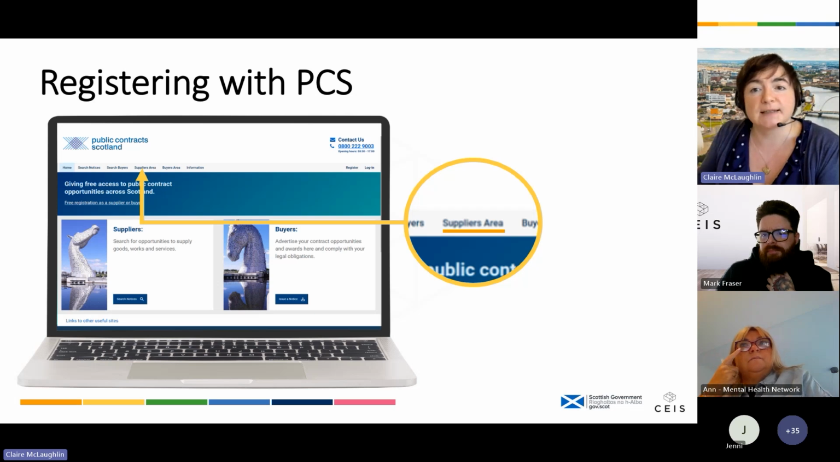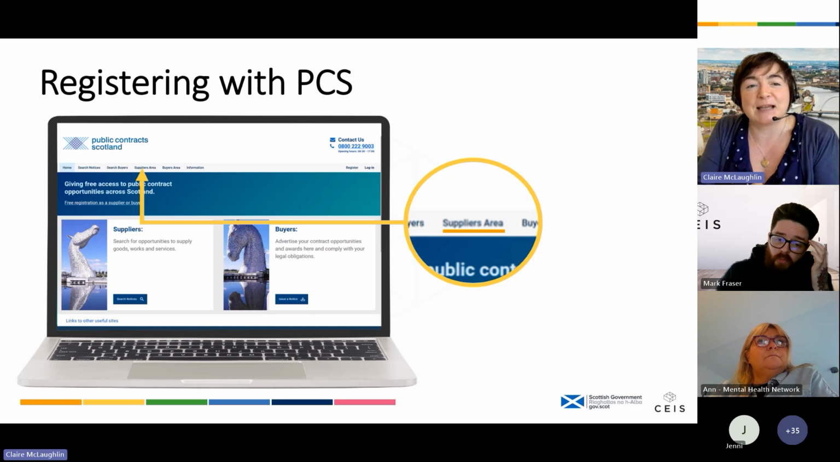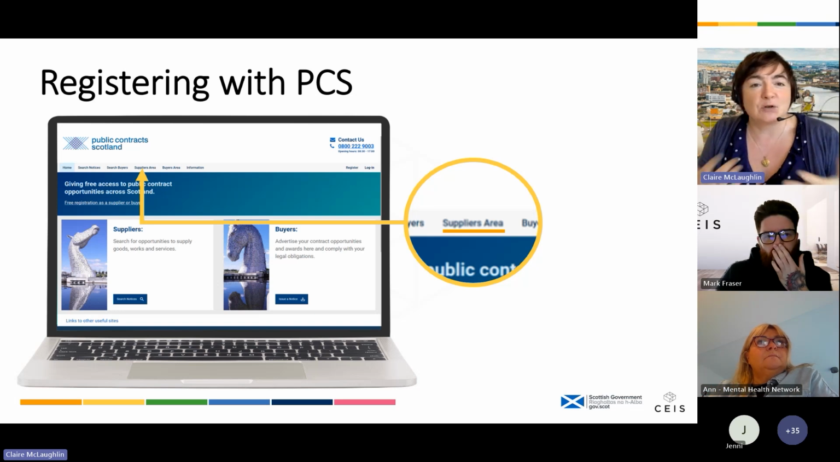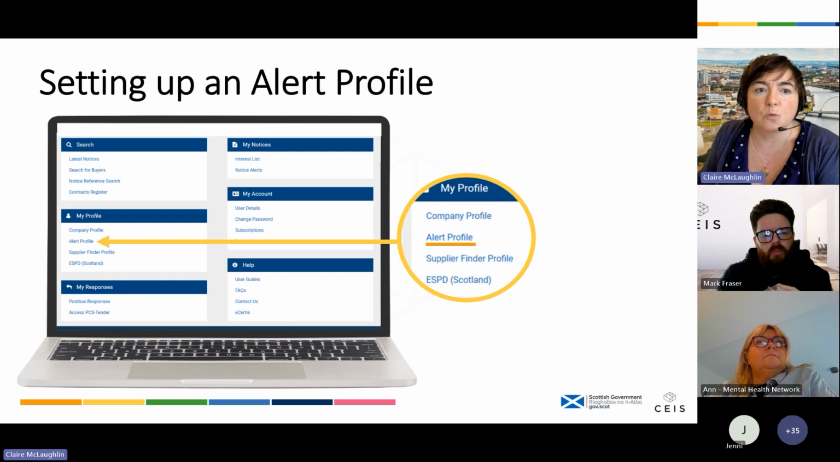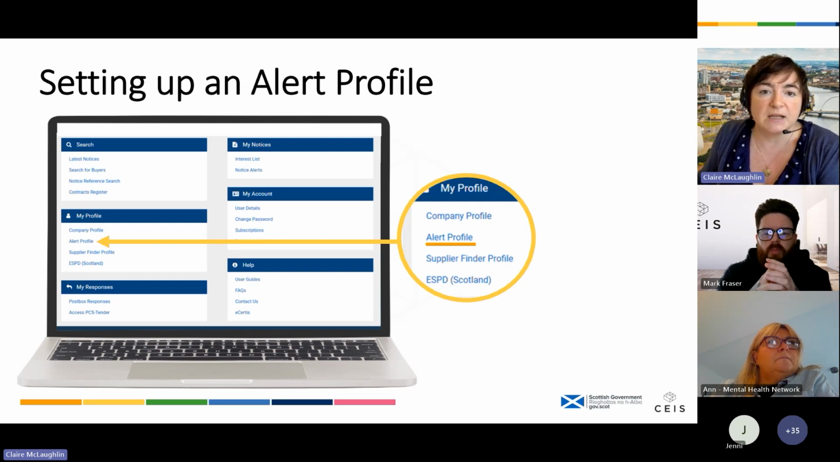So as we go through the slides today, we'll keep returning to that supplier area, and I hope that when you're on PCS yourself, if you get a bit lost, you just return to that supplier area. So we're going to click on that supplier area. And what do we see then when we click on it? We've got a whole load of information, but at this point in time, what we're going to be looking at is my profile. So within my profile, we've got the company profile.